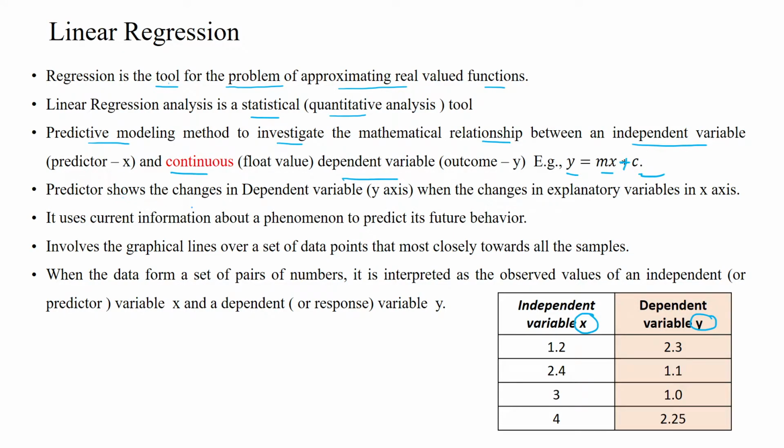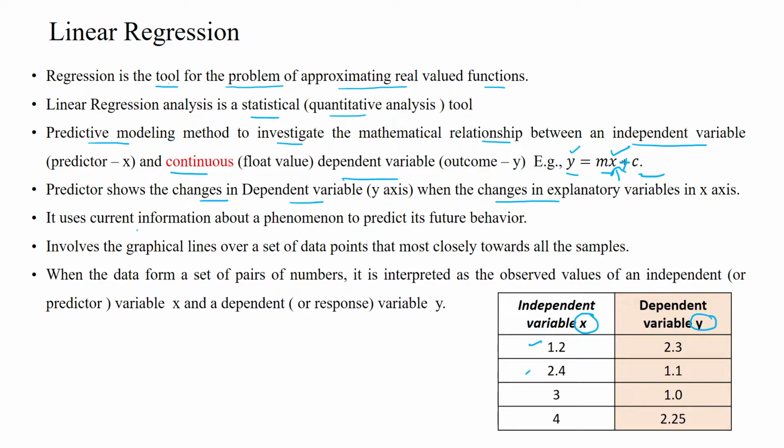The predictor shows the changes in the dependent variable when there are changes in the explanatory variable in the x-axis. That means when you are changing the values in the x-axis, how it is affecting or impacting the changes in y. When you are substituting different values for x, automatically the y value also will change.